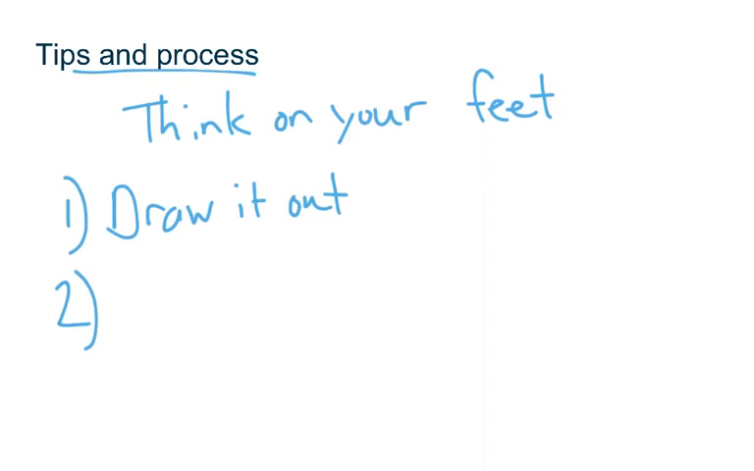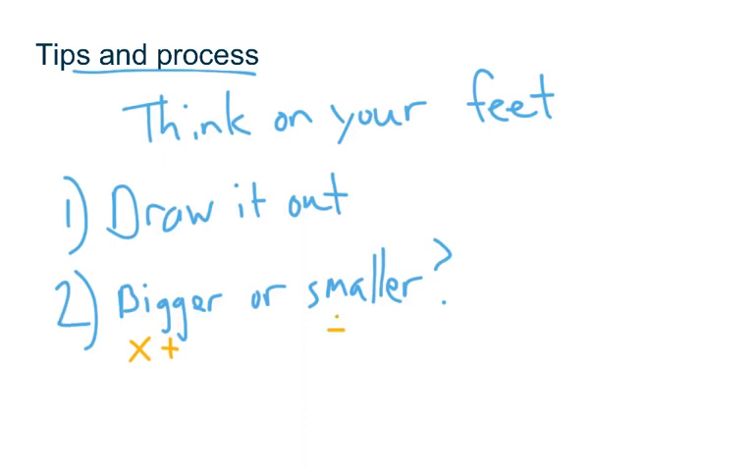Second, another tip I think might be kind of useful and maybe you haven't heard too much of before is ask yourself, bigger or smaller? And what I mean by that is, is something happening where a number is going to be getting bigger or is a number going to be getting smaller? Because if it's getting bigger, odds are you're going to be dealing with multiplication or addition. And if it's getting smaller, you're dealing with division or subtraction. And so knowing the direction of the numbers is rather useful.